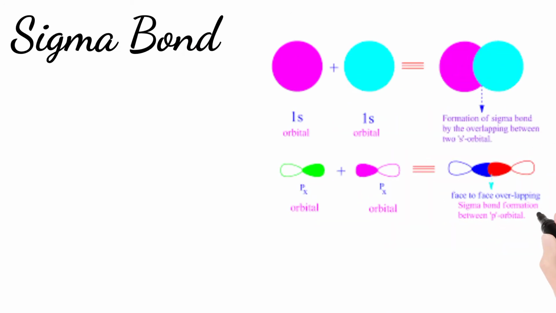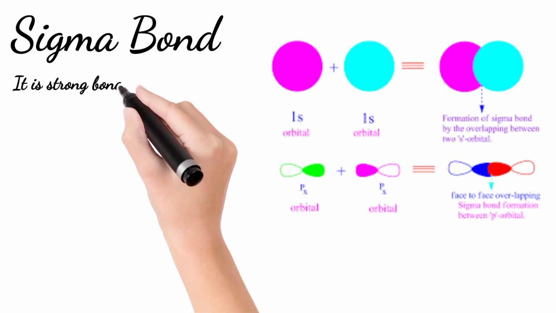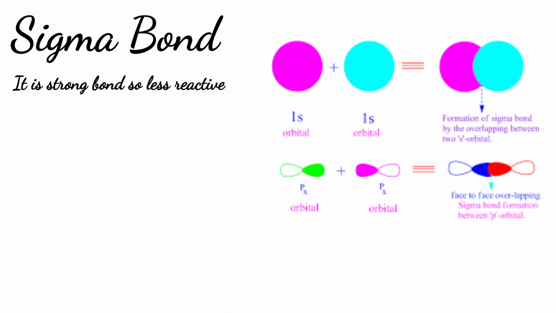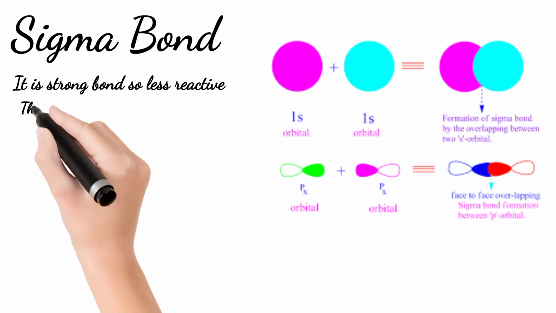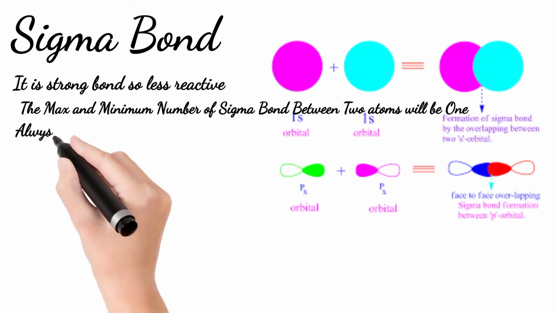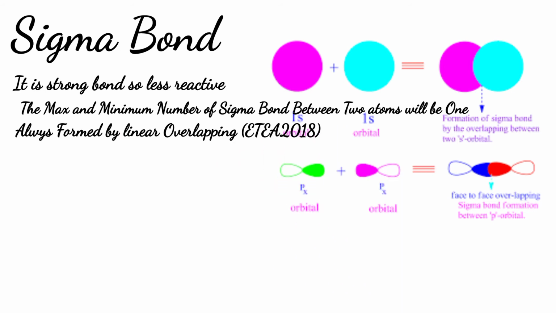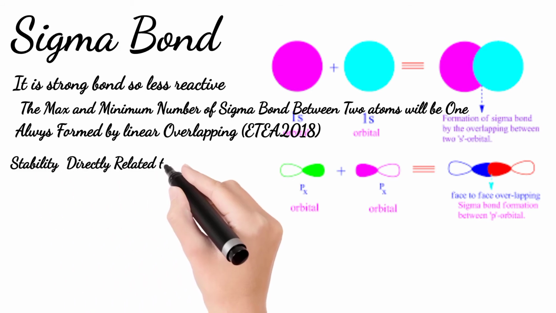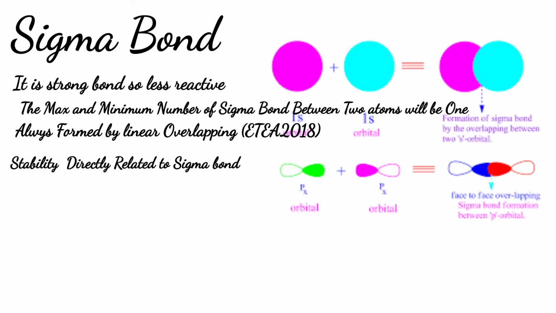The sigma bond is formed by the linear overlapping of the half-filled orbitals of the two respective atoms. It is formed by the linear overlapping, so it is strong, and it is less reactive because it is stable. The maximum and the minimum number of the sigma bond between the two atoms will always be 1. Note this point. It is always formed by the linear overlapping. ETA 2018, MCAT 2017.